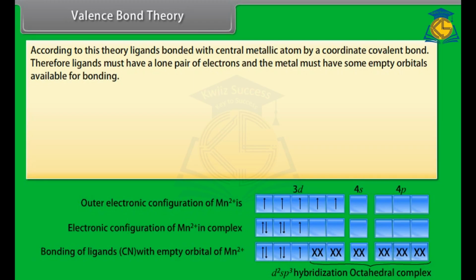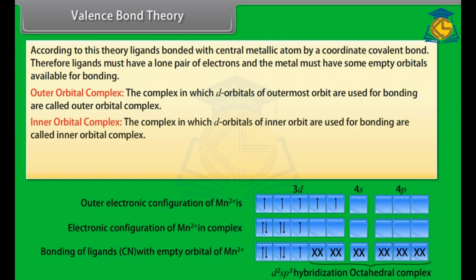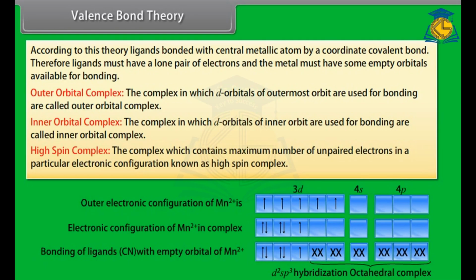For example, the formation of K4[Mn(CN)6] can be explained on the basis of valence bond theory. Outer orbital complex. The complex in which d orbitals of the outermost orbit are used for bonding is called an outer orbital complex. Inner orbital complex. The complex in which d orbitals of the inner orbit are used for bonding is called an inner orbital complex. High spin complex. The complex which contains the maximum number of unpaired electrons in a particular electronic configuration is known as a high spin complex.